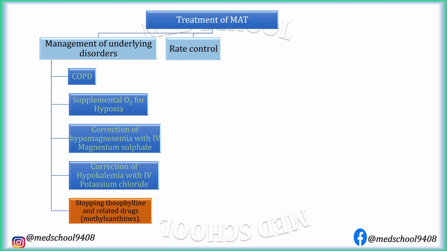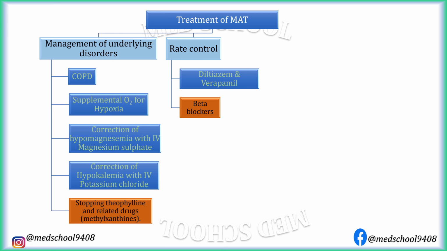Ventricular rate can be controlled with calcium channel blockers like diltiazem or verapamil. Use of beta blockers in MAT is problematic as they cause bronchoconstriction, which will aggravate COPD. They are also contraindicated in acute heart failure, which can also be an underlying disorder for MAT. So beta blockers are used only when other treatment fails. Digoxin is also not effective in MAT.